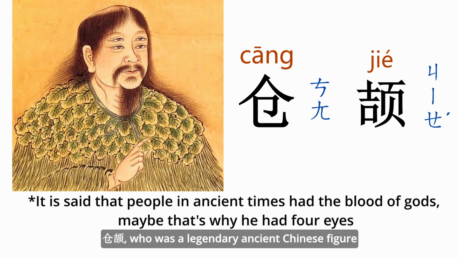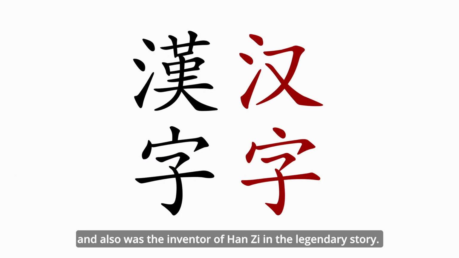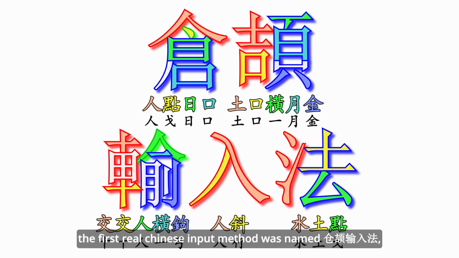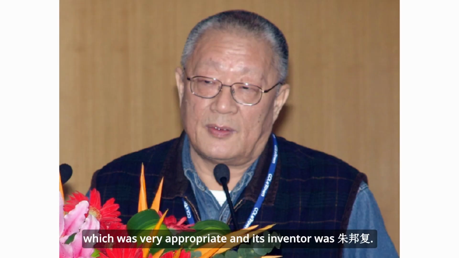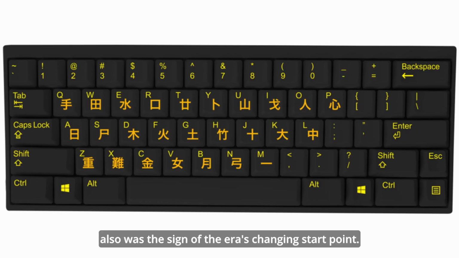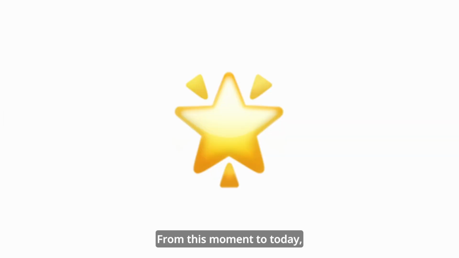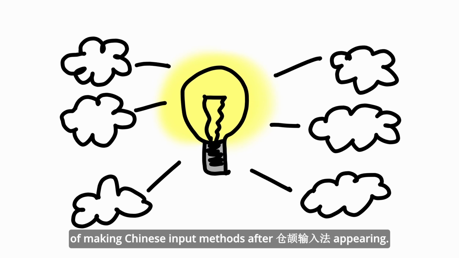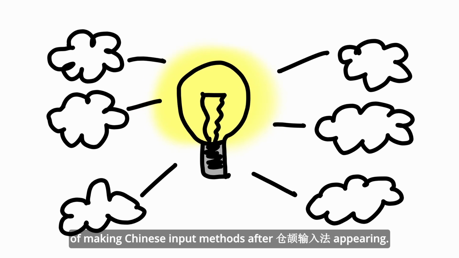Cang Jie, who was a legendary ancient Chinese figure, was also the inventor of Hanzi in the legendary story. So following this approach, the first real Chinese input method was named Cang Jie Shu Ru Fa, which was very appropriate, and its inventor was Zhu Bangfu. Meanwhile, this input method also was the starting point of the Chinese era. Just like people got the direction of making Chinese input methods after Cang Jie Shu Ru Fa appeared.